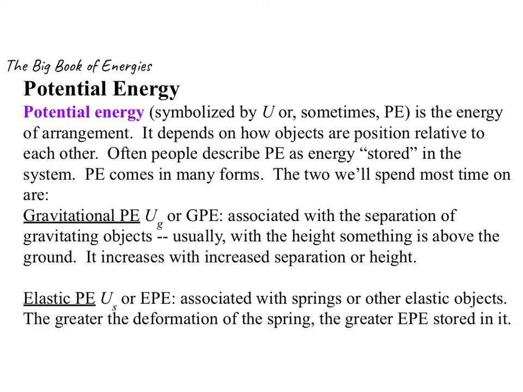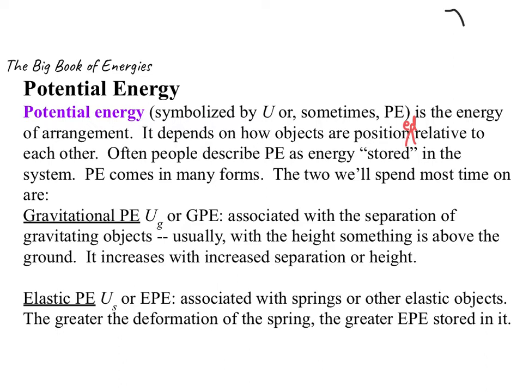The other great type of energy is called potential energy. Potential energy, which is symbolized by capital U, or sometimes as just PE, is the energy of arrangement. It depends on how the objects are positioned relative to each other. Often people describe potential energy as energy stored in the system. Potential energy comes in many forms.